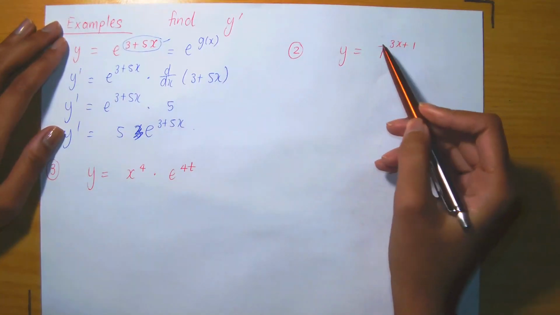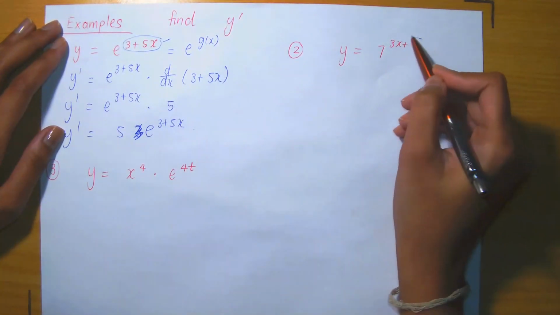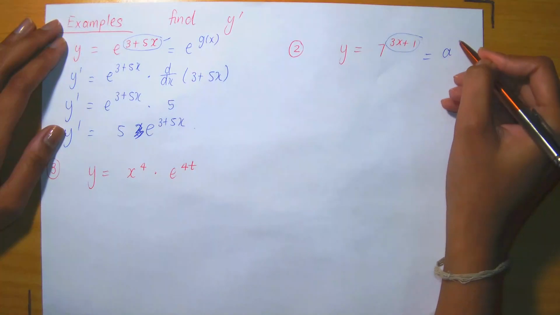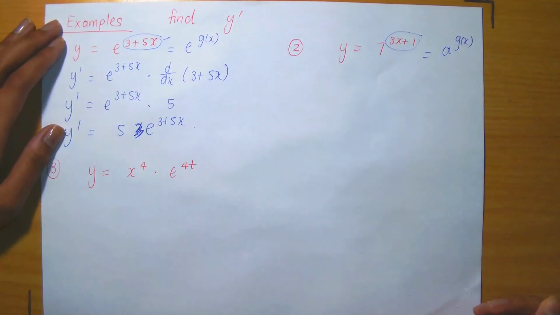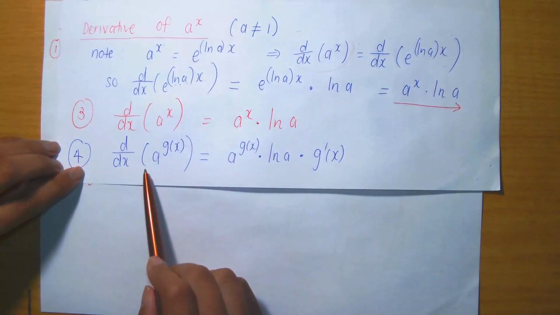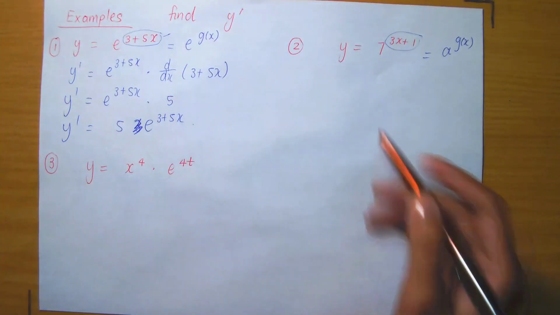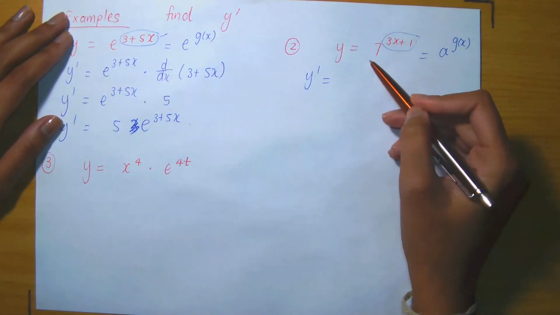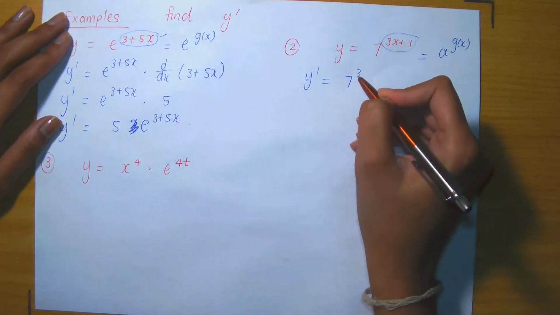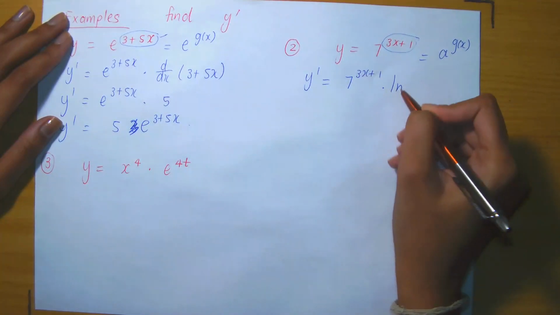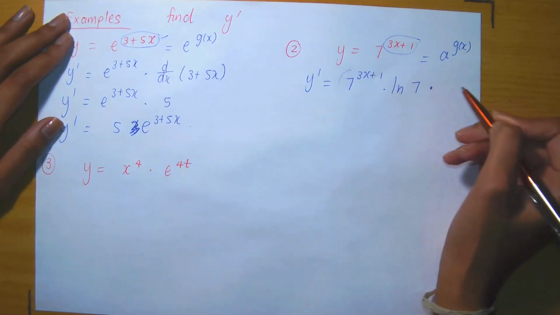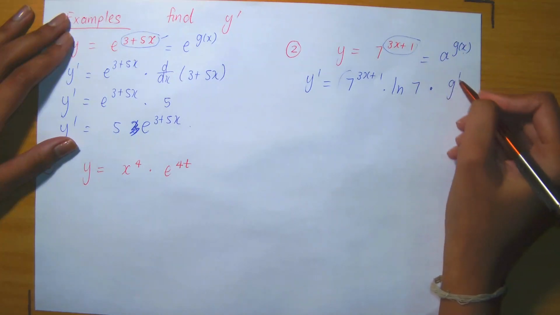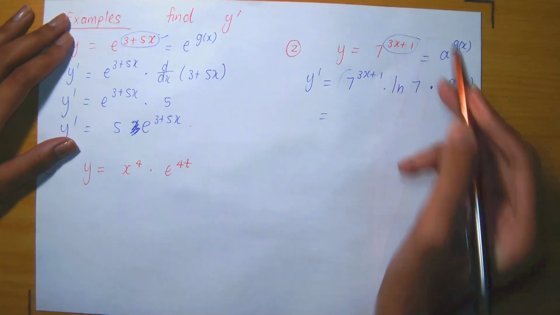Now looking at the second bit, this is not base e, it's now base 7 raised to some function. So it's of the form a raised to a function, which of course now requires the use of that formula. So we know now that y prime is going to be equal to base 7 raised to that function, 3x plus 1, times ln of the base, which is 7, times the derivative of that function. Since I've called that g of x, I'm just going to write it down as g prime of x, and in the next step we'll now compute that derivative.